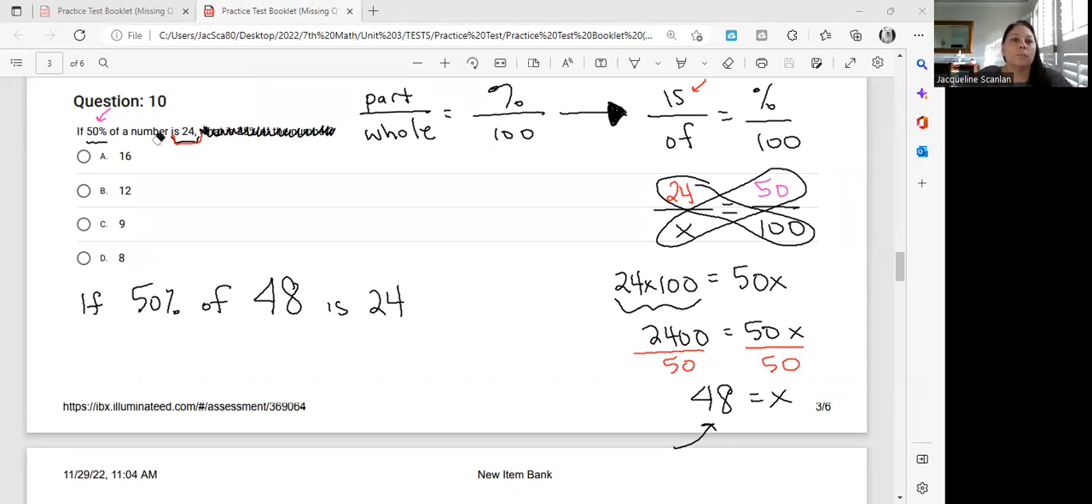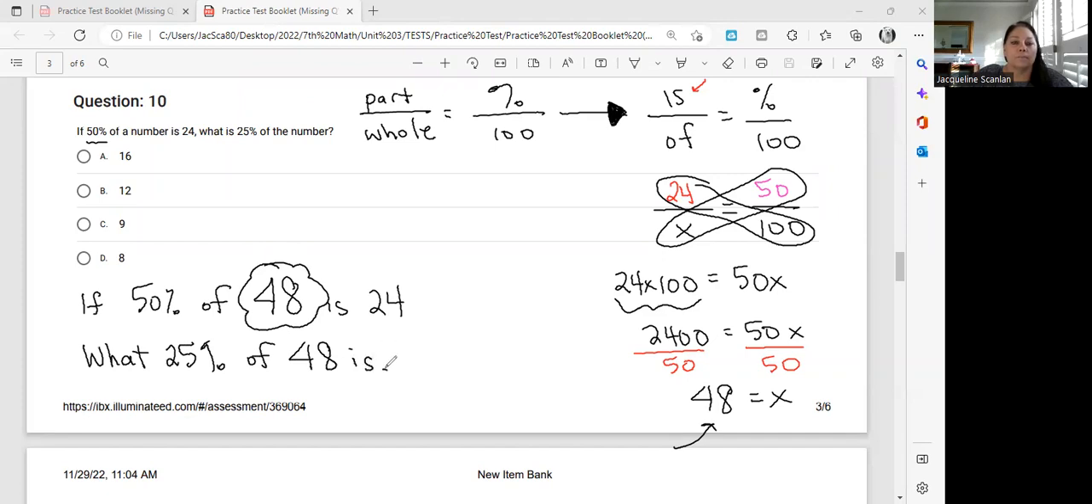Let's read what the second part of this problem says. What's 25% of that number? So we're trying now to figure out what 25% of 48 is. That's our goal now. Okay, so now we're going to do step 2. There are a lot of ways to do this. For those of you who are really good with number sense and percentages, you know that 25% is a fourth of it. So I could take 48 and divide it by 4, and it would give me 12, which is the correct answer.